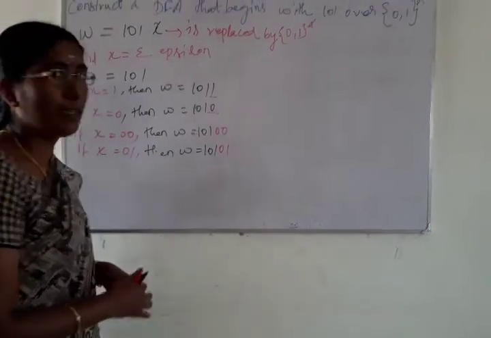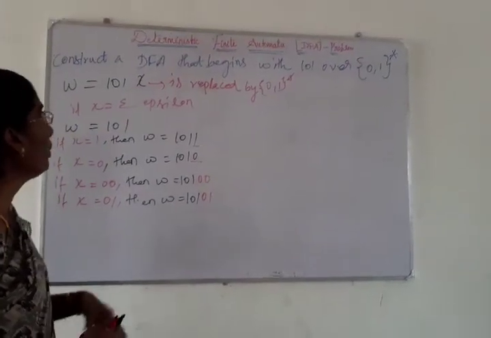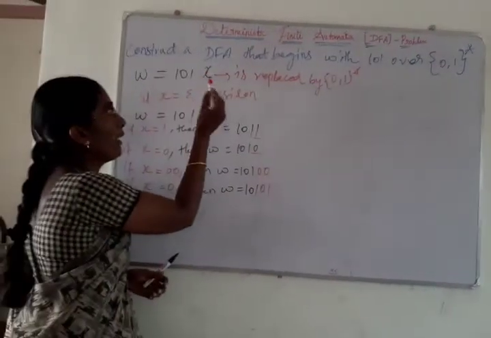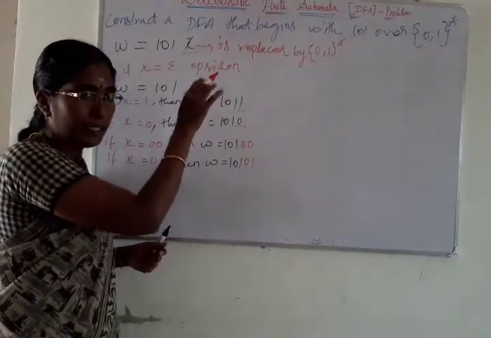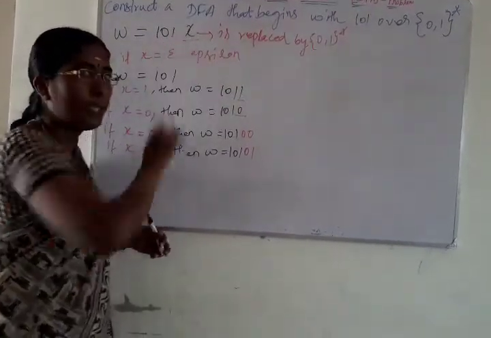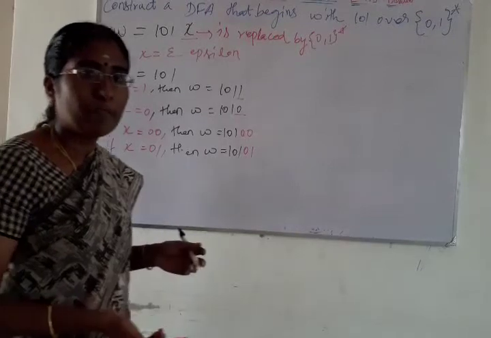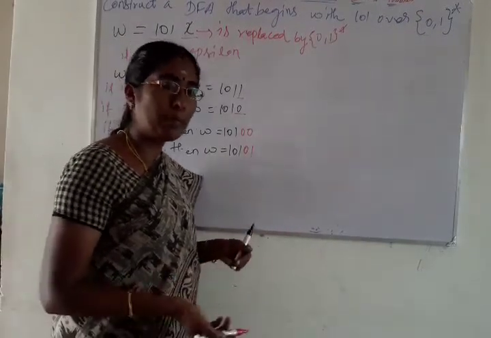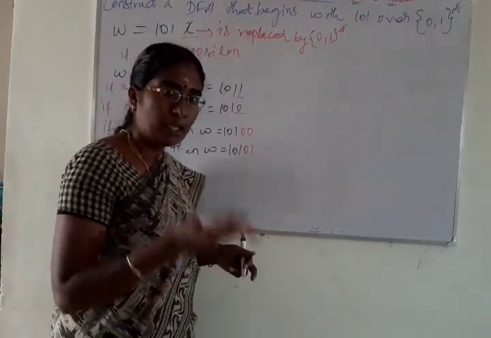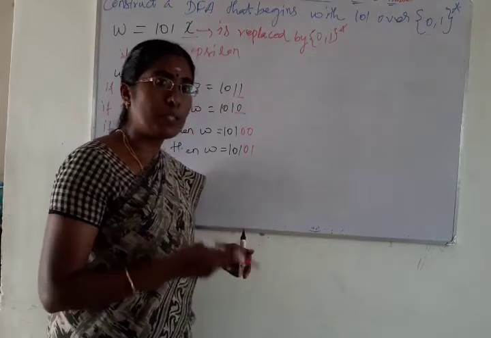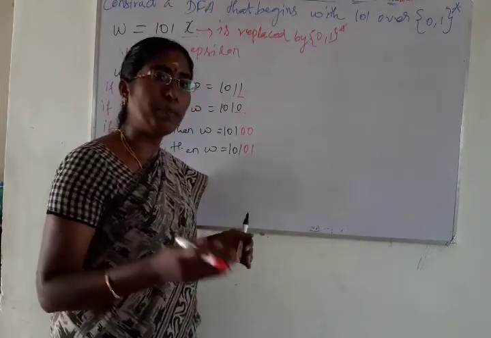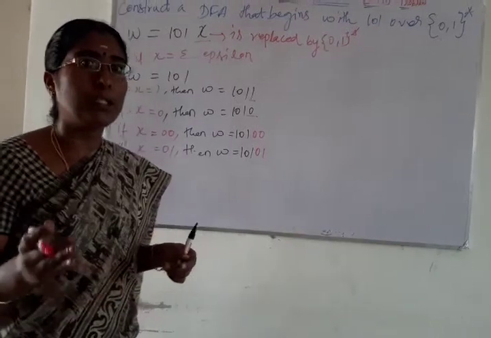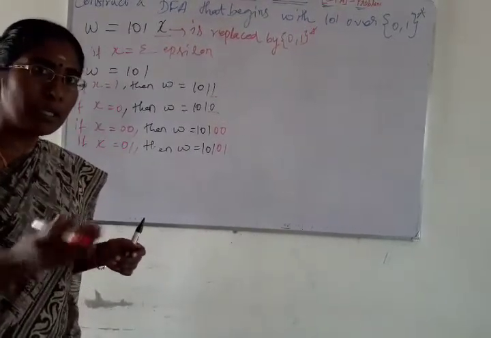Consider the string to be like this: w is equal to 101 followed by x. Here x is replaced by (0,1) whole star. We already know (0,1) whole star includes epsilon, either symbol 0 or 1, 00, 01, 10, and combinations of length 3, length 4. Like this x can be replaced.